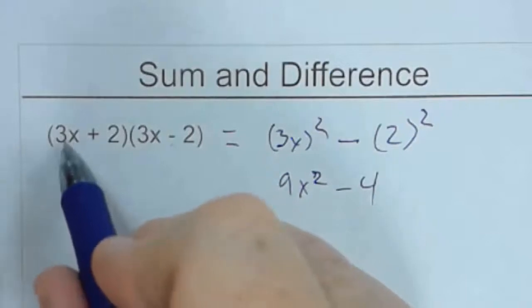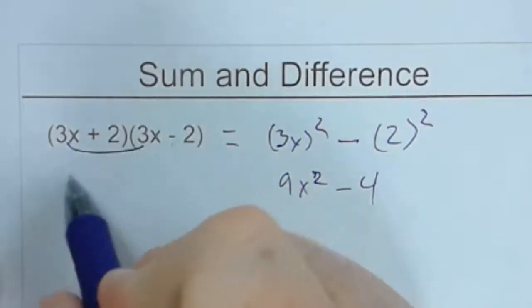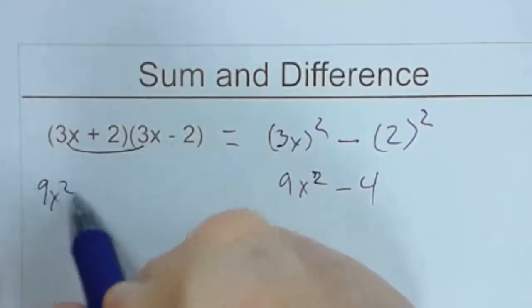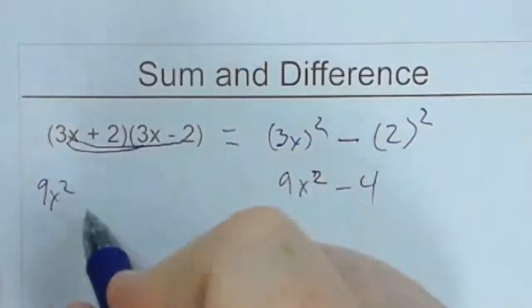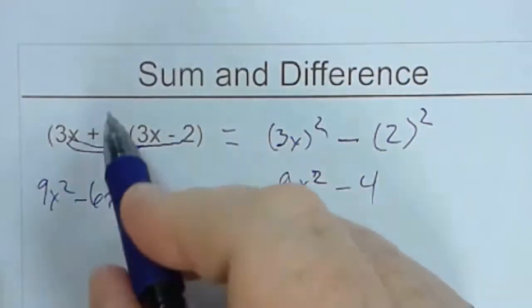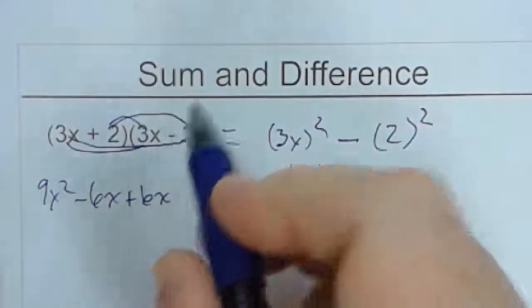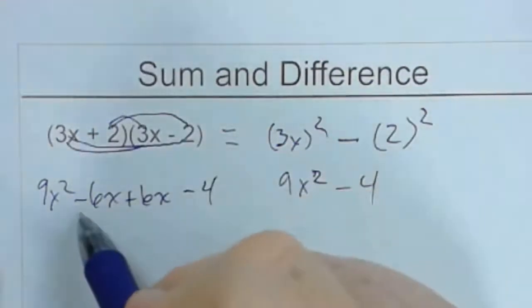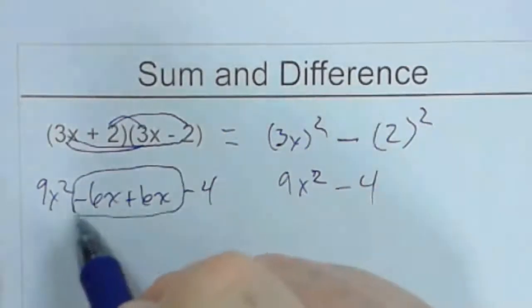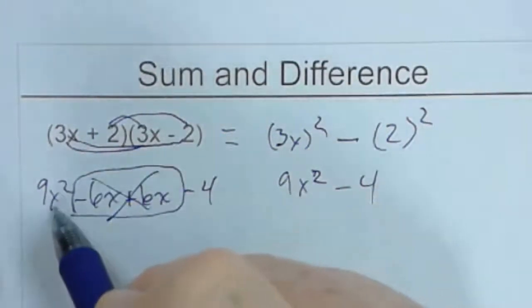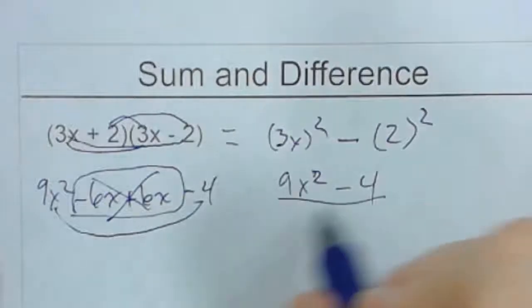If we FOIL this out, we'll see that the middle term does drop out. So 3x times 3x is 9x squared. 3x times negative 2 is negative 6x, and then 2 times 3x is a positive 6x, and then 2 times negative 2 is a negative 4, and you'll notice that these middle terms right here are the same, so they cancel each other out, leaving 9x squared minus 4, which is what we got right here.